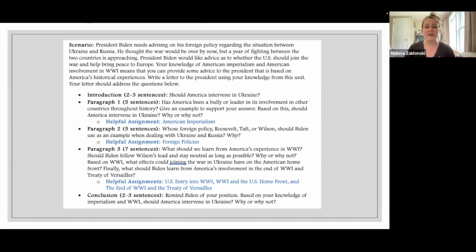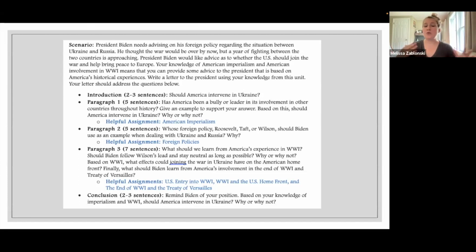In the next paragraph, students are talking about what they've learned from America's experiences in World War I. So should Biden follow Wilson's lead and try to stay as neutral as possible in the conflict? What could happen if he does? What could happen if he doesn't? What effects could joining the war have on our home front?